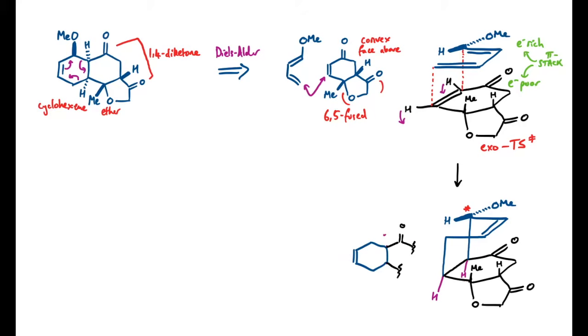Just redrawing the newly formed blue ring there, the two hydrogens on the ring junction will be in a syn relationship, both pointing down as drawn. And then the methoxy-bearing stereocenter will have the methoxy pointing up and the hydrogen pointing down. This is just folding over the ring.